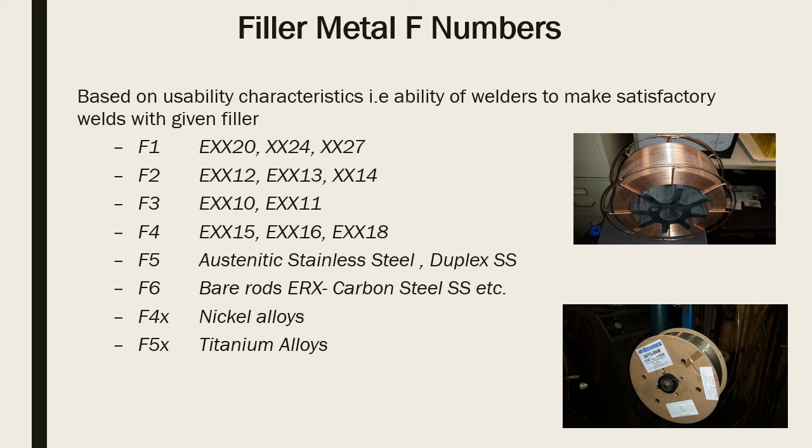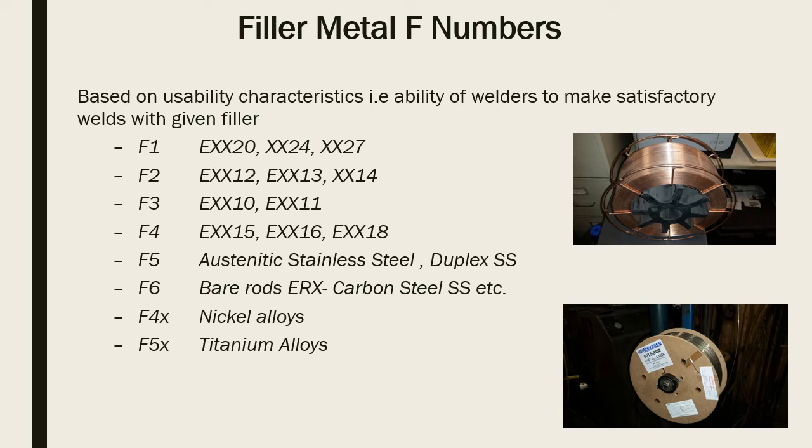For the out-of-position stuff, F2, you've got, let's say, 7012, 7013, or 7014 under F2. If I qualify with F2, I also get F1. Same for F3. Let's say I qualify with 6010, I could weld with 7012 and 7024. F3 qualifies me for F2 and F1. And if I qualify for F4, which is 7018, 8018, all the low hydrogens, the 15s and 7015, 7016 or whatever, I get F3, F2, and F1.